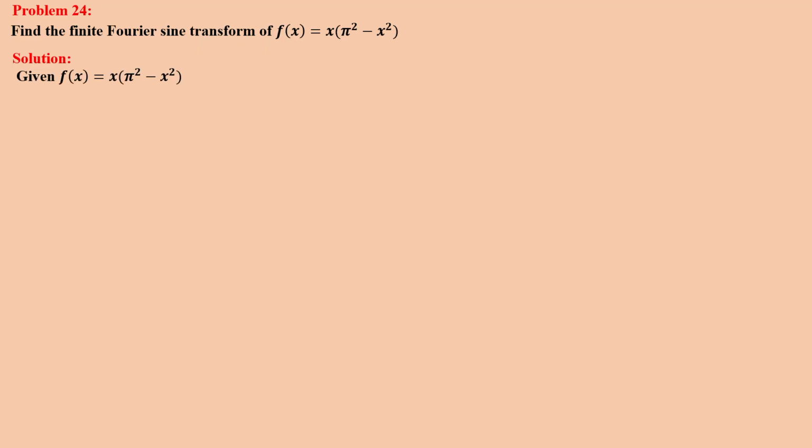Next problem. Find the finite Fourier sine transform of f of x is equal to x into pi square minus x square. Given f of x is equal to x into pi square minus x square. That is equation number 1.